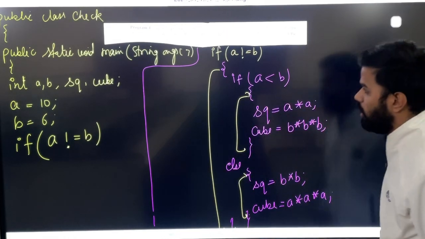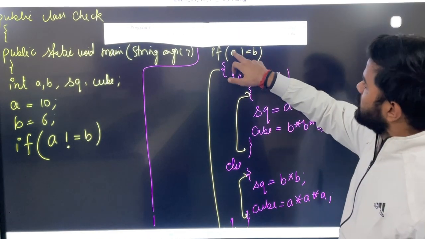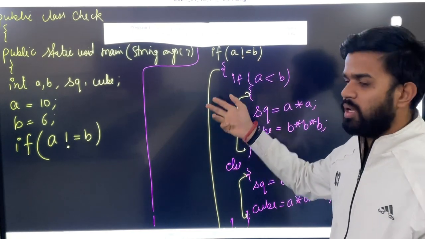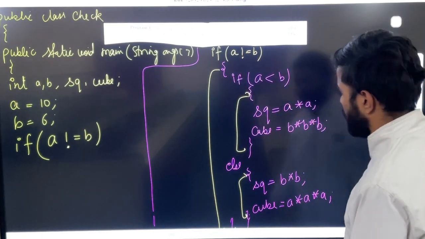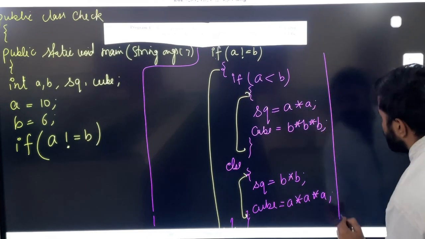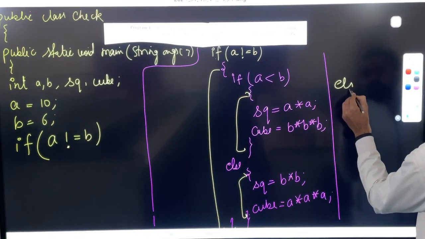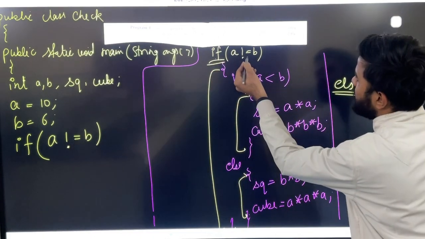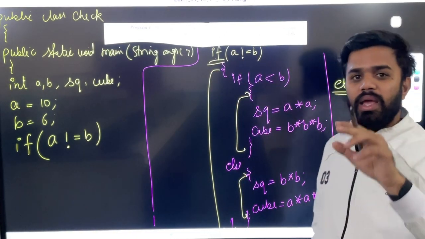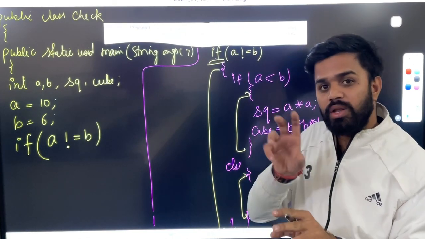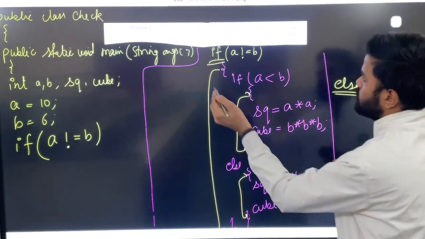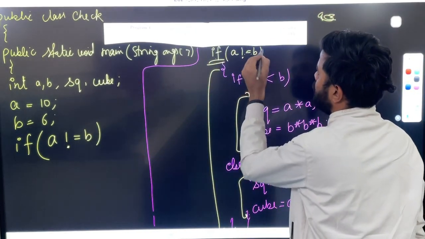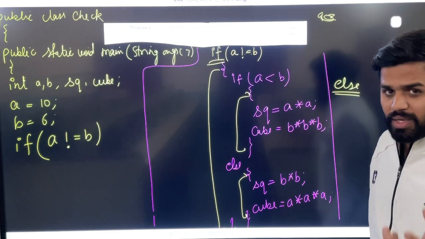This curly bracket also. And now suppose the first condition is false. a is not equal to b, it is false. If our very first condition is false, then this else is a part of this if. So if a is not equal to b is false, when will this be false? Suppose a equal to 10. Here it is given, so 10 is not equal to 6. It is true.